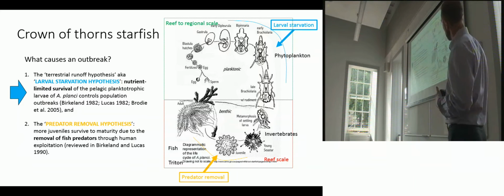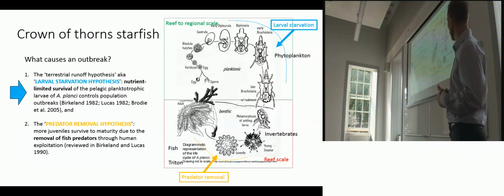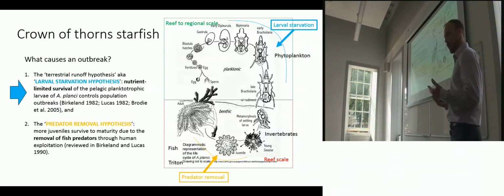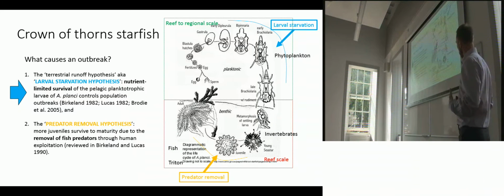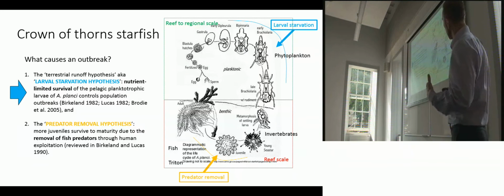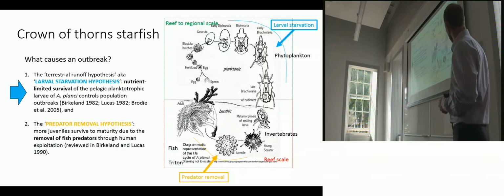So there are two competing hypotheses of why crown of thorns outbreaks occur. One being that it's to do with nutrient limitation of that larval phase, and the other that it's overfishing or removal of predators of the adults. And the prevailing theory that most people seem to be falling into is this one of larval starvation.